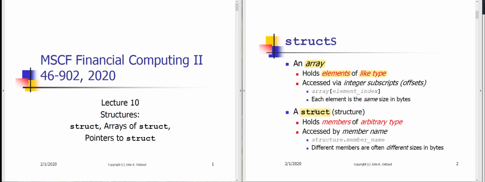A structure is also like an array in that it contains many items. In the case of a structure, these are referred to as members, and these may have different types from each other, unlike the array where all the items have to be the same. The way we access a particular member of a structure is by member name. That is, we use the dot followed by the member name after the name of the structure object.